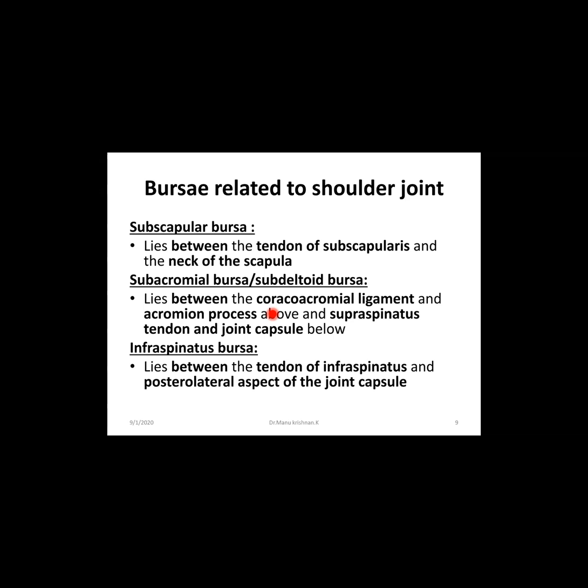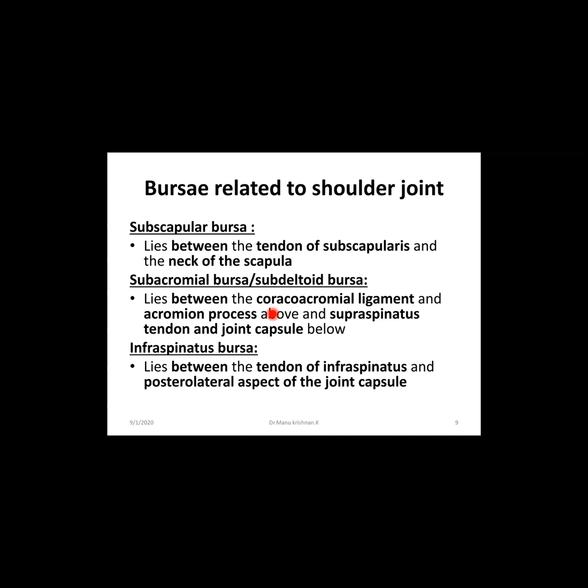The next one is the subacromial bursa. You already know about the acromion process. Just beneath the acromion process, there is a bursa called the subacromial bursa, which is otherwise known as the subdeltoid bursa. As we all know, the deltoid muscle covers the shoulder joint, and to some extent it is covered by the deltoid muscle. That's why it has got the name subdeltoid bursa.